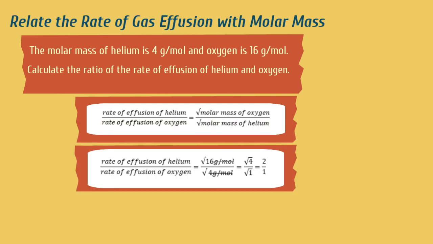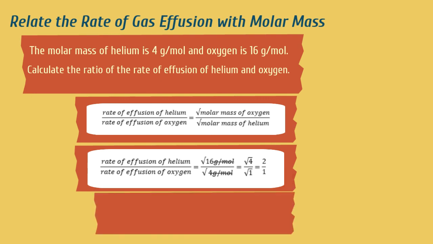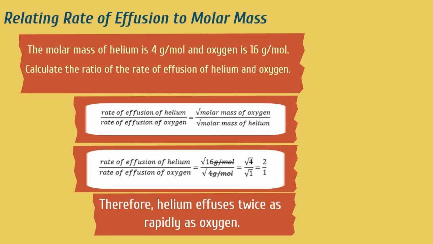Then, we substitute the values to their corresponding variables. Therefore, helium effuses twice as rapidly as oxygen. If you notice, helium has a higher effusion rate because it is lighter than oxygen. Lighter particles move faster than heavier ones.